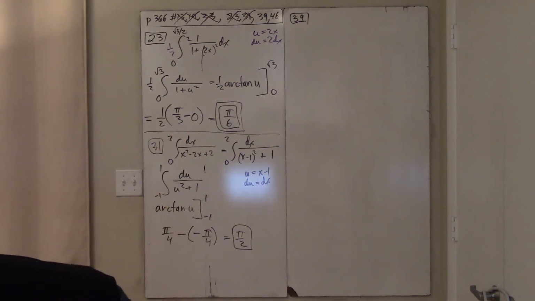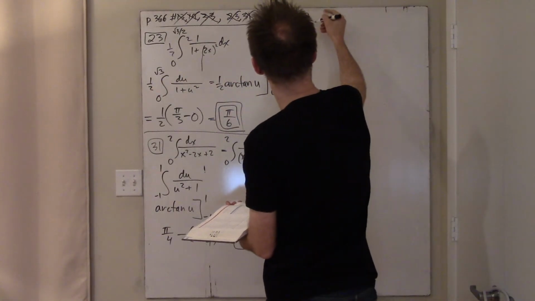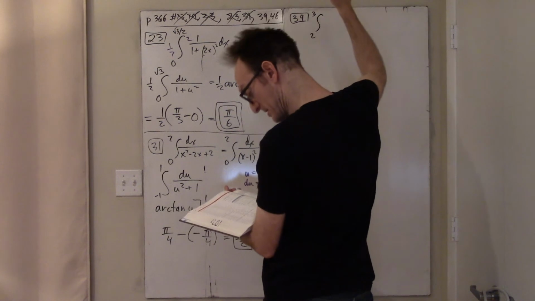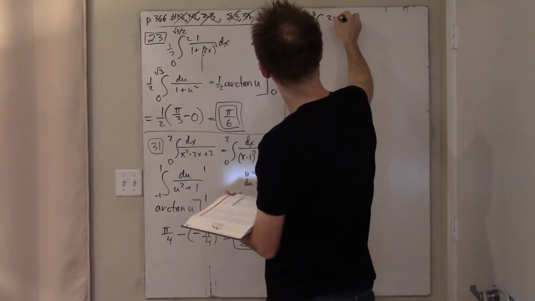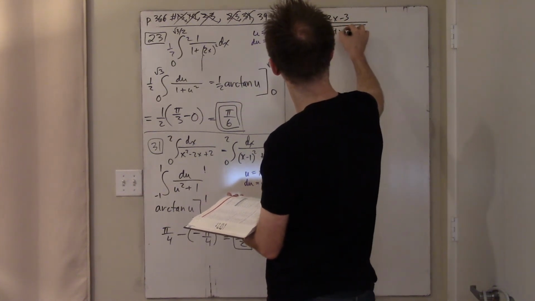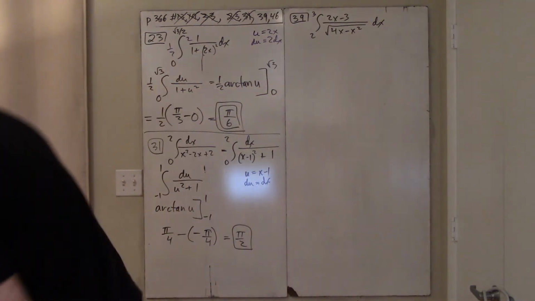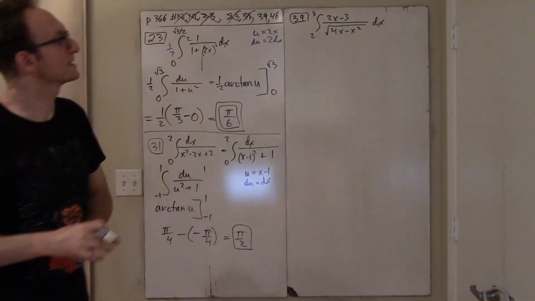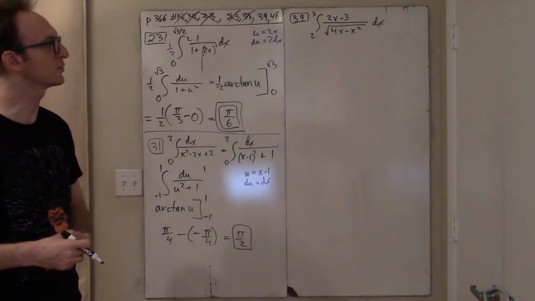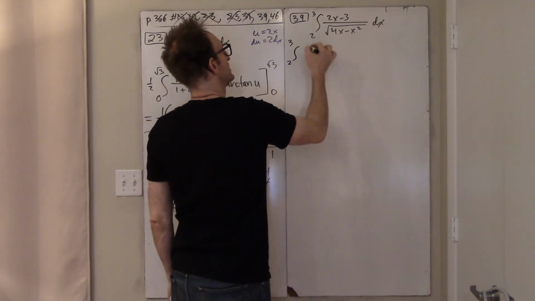Number 39. I bet this is going to be annoying. I don't know, let's find out. The integral from 2 to 3 of 2x minus 3 over root 4x minus x squared. I might need more board space for this, but maybe not. What does an experienced person do in this situation? I need to complete the square in the denominator, so let's do that first.